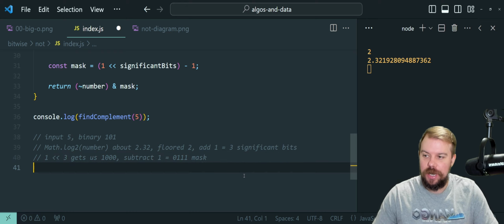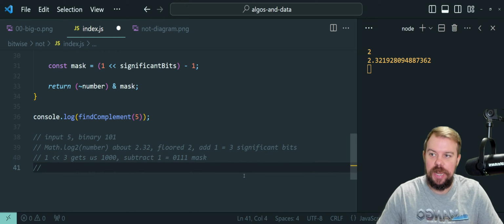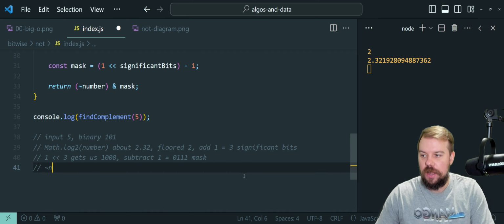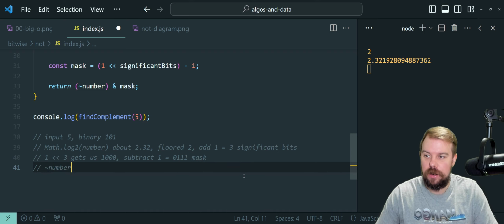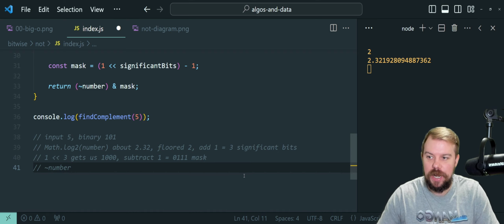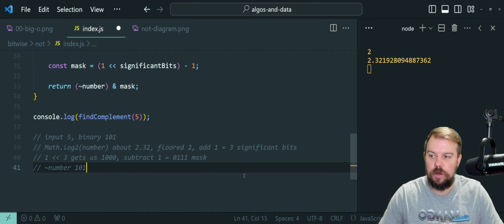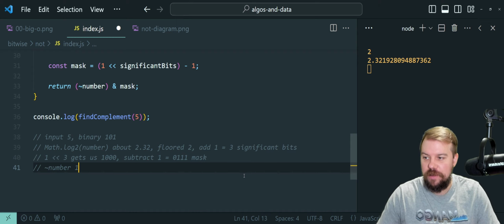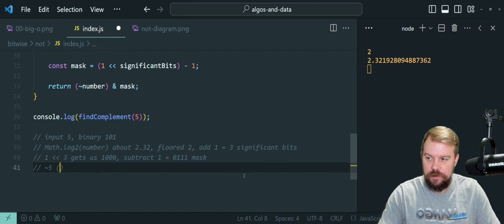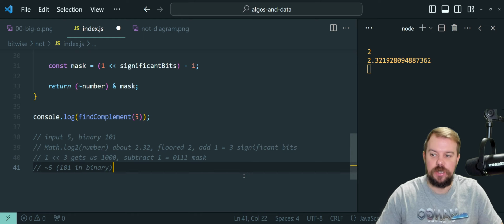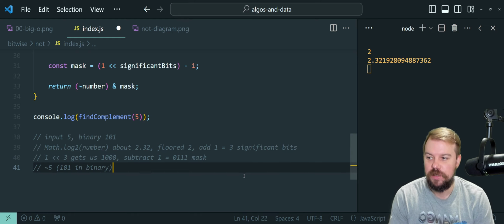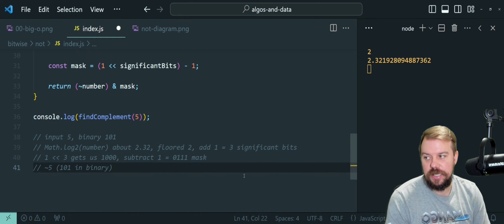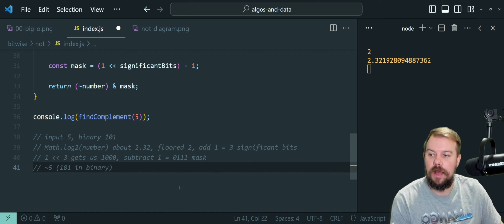So next, we have to worry about the return statement, which is the anding and the notting of the number. And this is going to be important here. So we're going to say not number, which is our input of 5, which is binary 101, right? We'll do not of 5, 101 in binary, just to keep ourselves remembering what this stuff is. This is where it does get a little bit more complex.